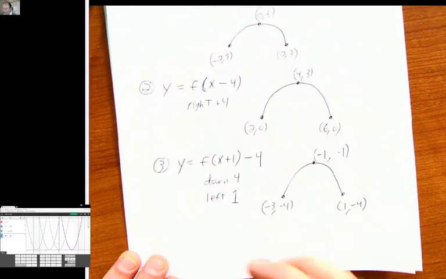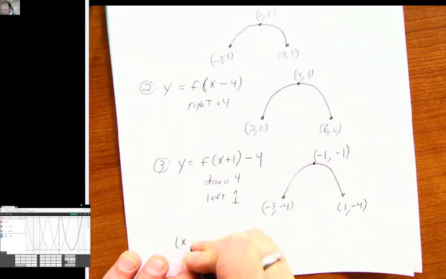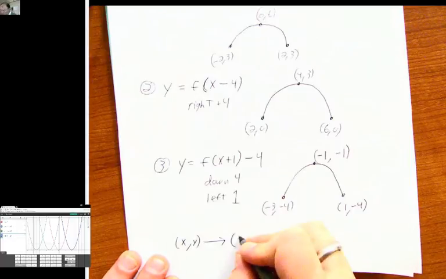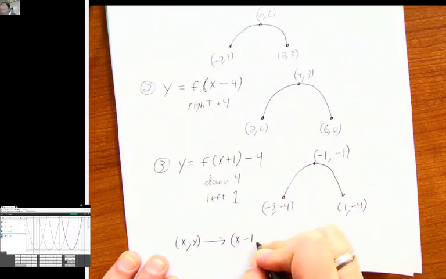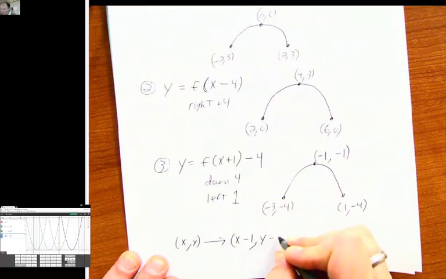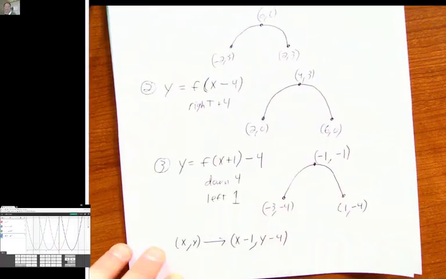Another way that you could look at it would be coordinate analysis. We had this xy coordinate, and it went left 1, so we took all the x coordinates and we subtracted 1. It went down 4, so we took all the y coordinates and subtracted 4.